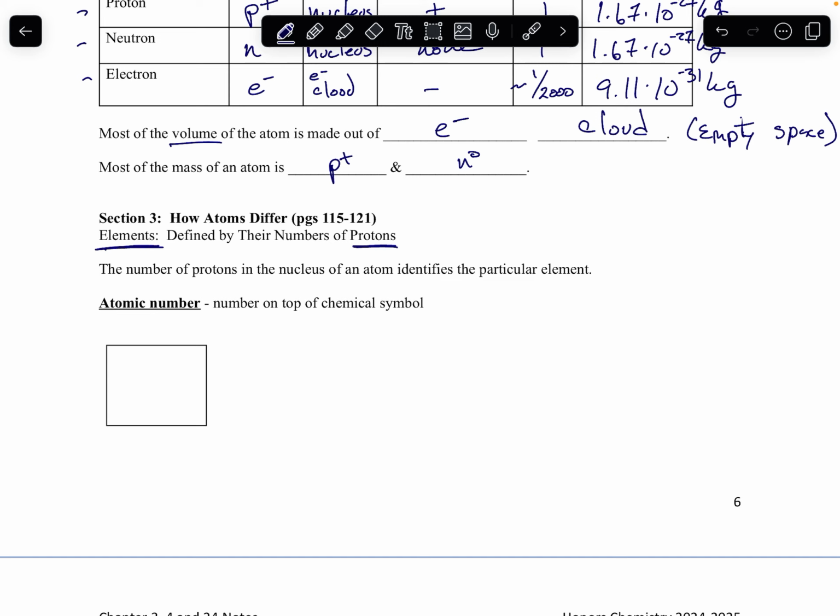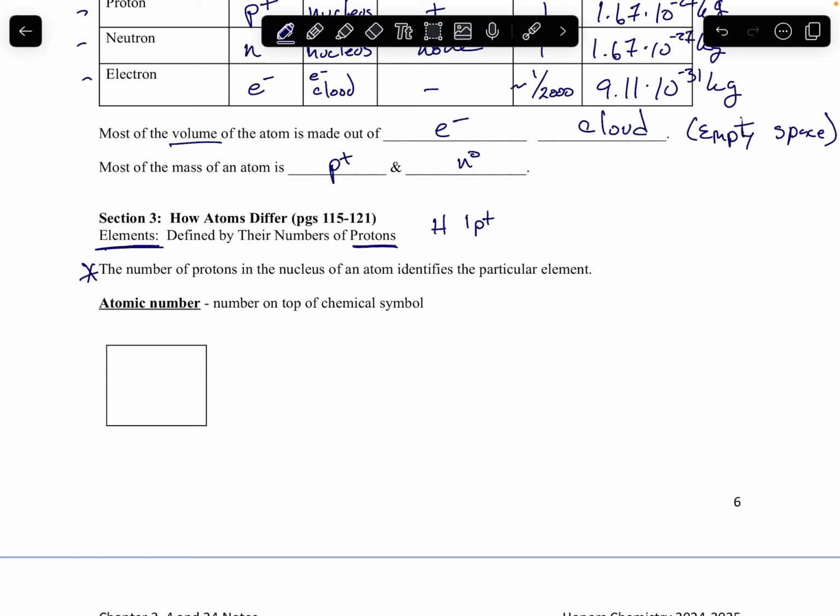The protons define what element we have. Hydrogen is always going to be one proton. You'll never find a hydrogen atom with 2 protons or 3 protons. You'll never find a helium atom with just 1 proton, because 1 proton is hydrogen, and only hydrogen. The number of protons in the nucleus of an atom identifies that particular element, just like it says right here.